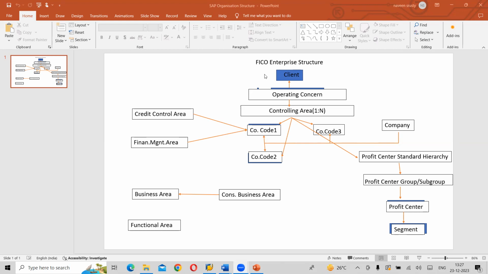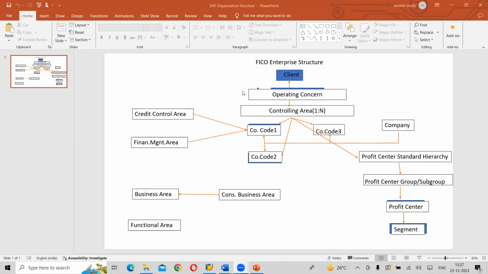Yes, I can. Okay. So last session, we discussed the enterprise structure, how any organization in general, or in an SAP environment, the organization structure will look. As an SAP FI or CO consultant, this is an FI enterprise structure. It's not a CO enterprise structure, but I have combined both together here because of the operating concern and controlling area. So it is called the FICO enterprise structure.